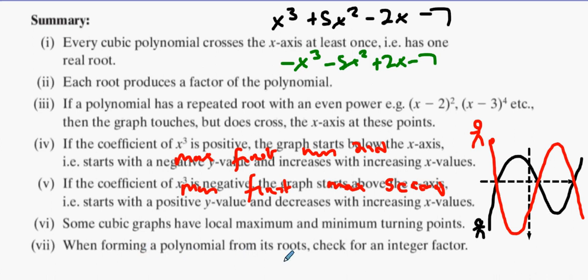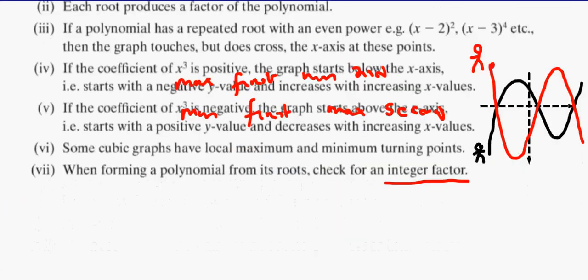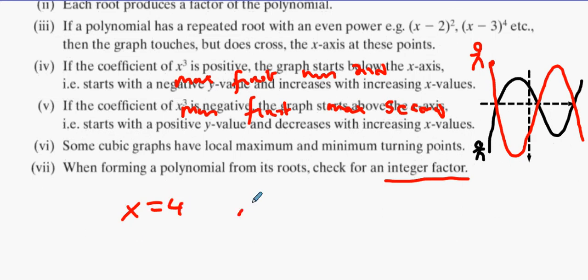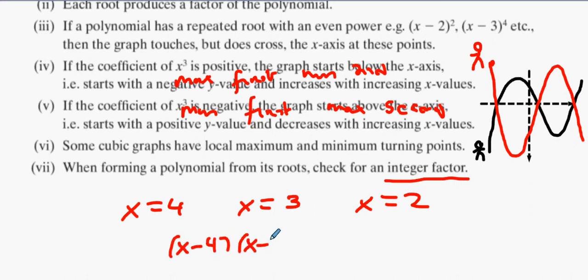When forming a polynomial from its roots, check for an integer factor. What do we mean by an integer factor? Say, for example, imagine I said the roots are x equals 4, x equals 3, and x equals 2. What could you say the factors are? Yeah. And you would multiply them together to get the formula, wouldn't you? But what's the issue? Any number on the outside, any number at all, they also cross those 3 points as well. So you have to make sure it fits the graph.